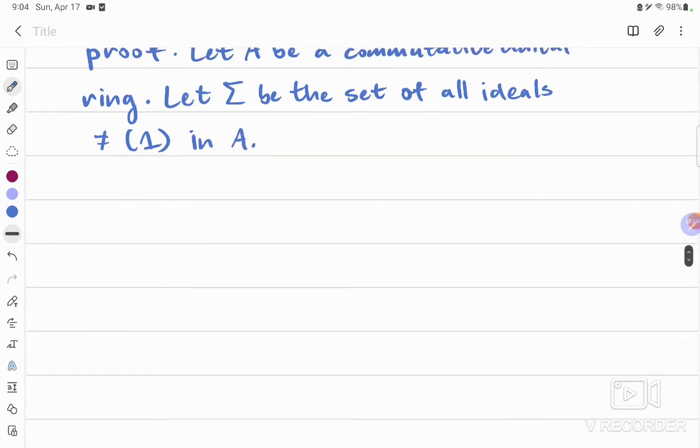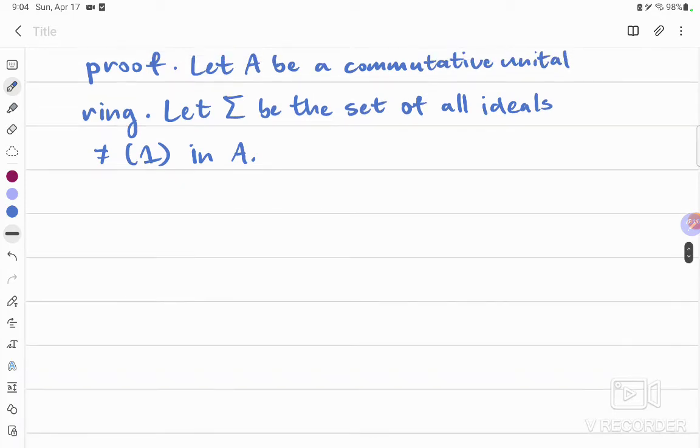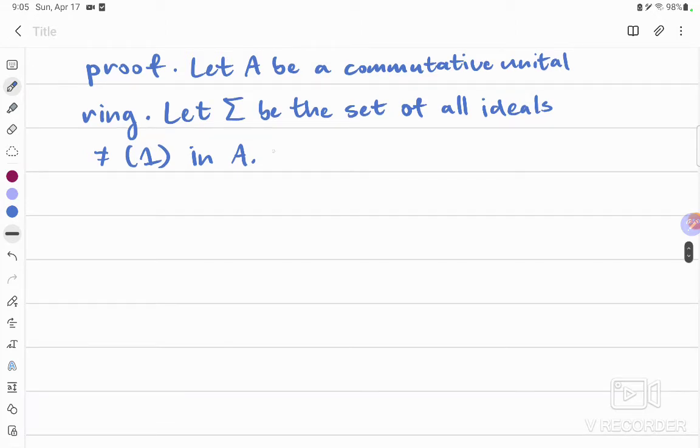And now, how do we impose an ordering on these? Well, a natural idea, and what turns out we're going to use, is inclusion. So if we have two ideals, we say one is less than or equal to the other if it is contained in it. So we order sigma by inclusion.